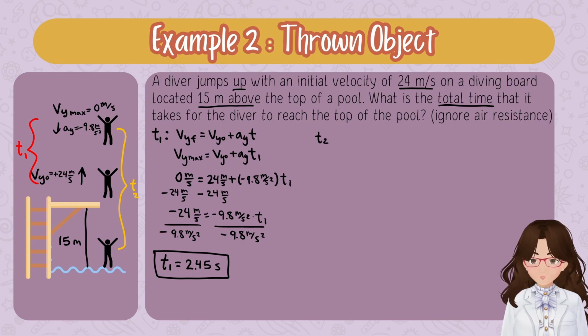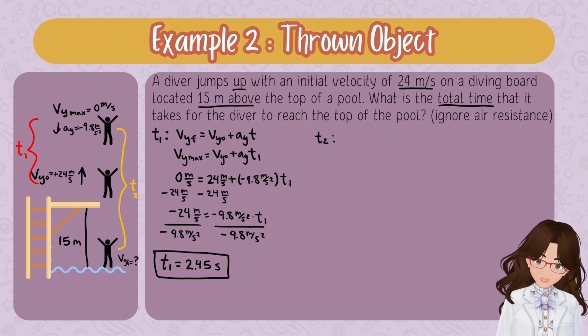So now for T2, our Vy max is now our initial. Our V final, we don't know. So here's the thing. This value down here is not given to us. So we don't have that to work with in this case. We do have the initial velocity and we do have acceleration. However, we technically have some displacement, but not the whole thing.